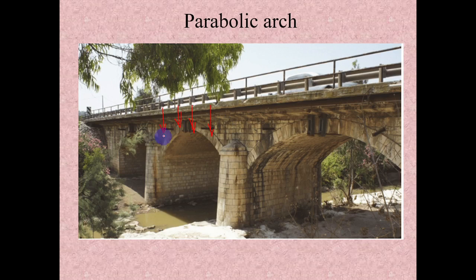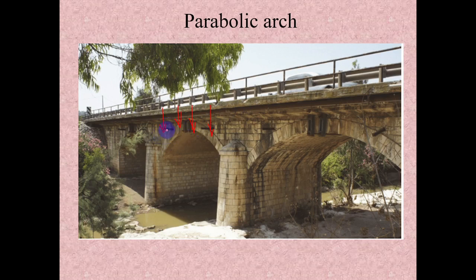So when a parabolic arch is subjected to a uniformly distributed load, it will create pure thrust, or maybe only very minor tension. That is why it is standing without any tension reinforcement. It is carrying the load for even more than 100 years. It will be safe. There is no crack at all.